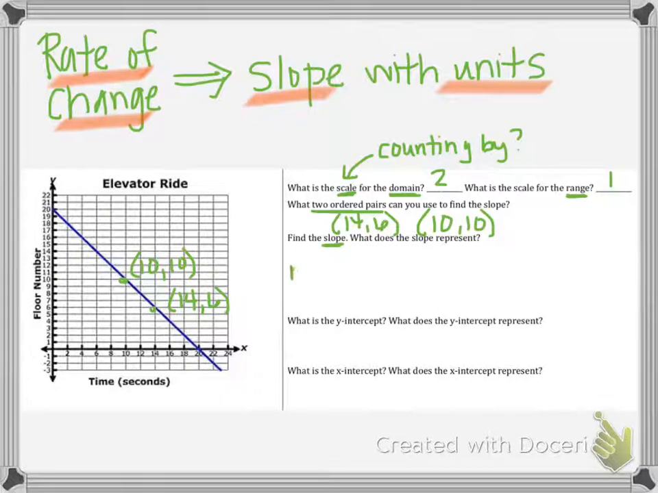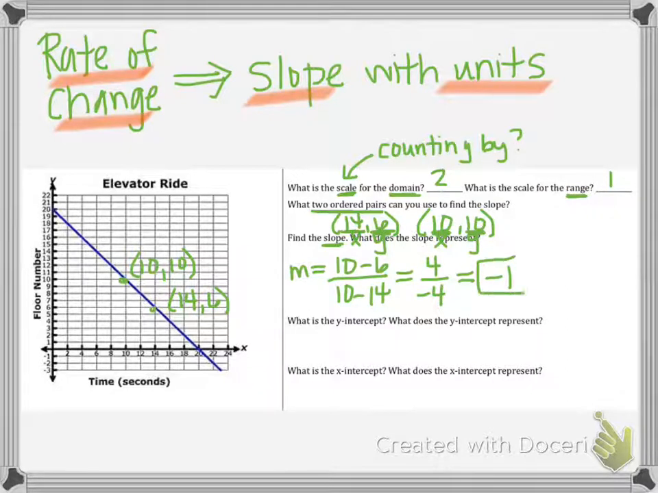So remember the slope formula. We subtract our y's on the top. Our two y values are 6 and 10. So we've got x, y, x, y. I'm going to do 10 minus 6 in my top. So I did 10 minus 6. For my x's in the denominator, I need to subtract in the same way, so I'm going to do 10 minus 14. And when I simplify, 10 minus 6 is 4, 10 minus 14 is negative 4, and that simplifies to a negative 1. So this is my slope.